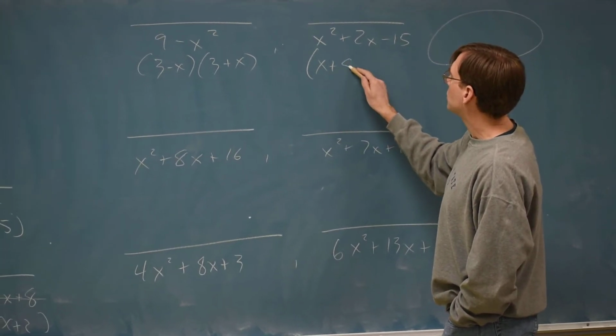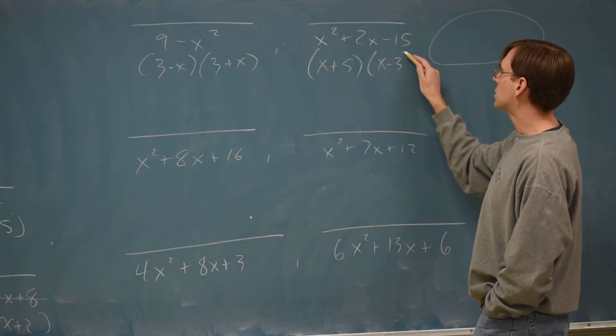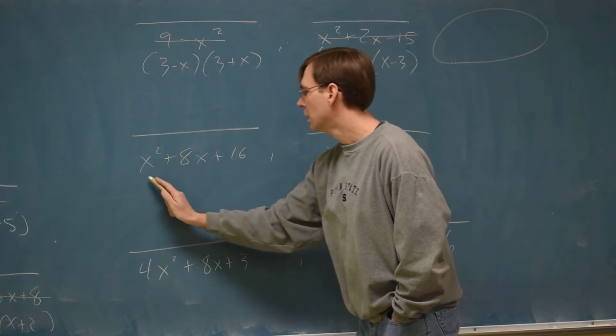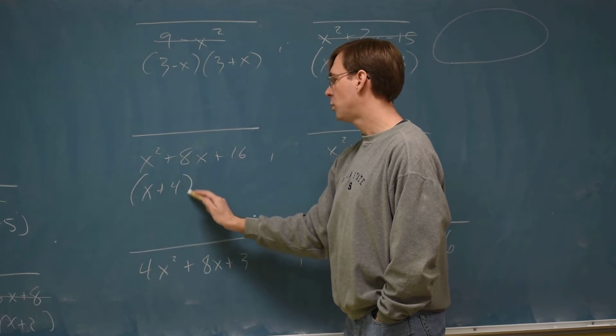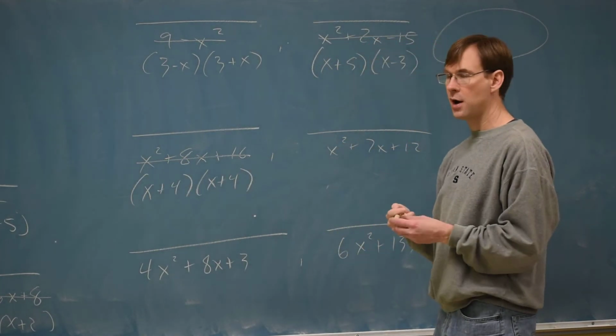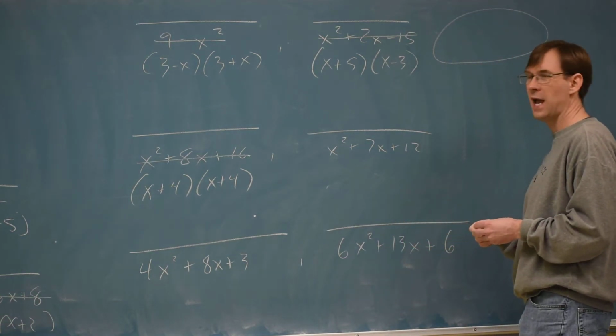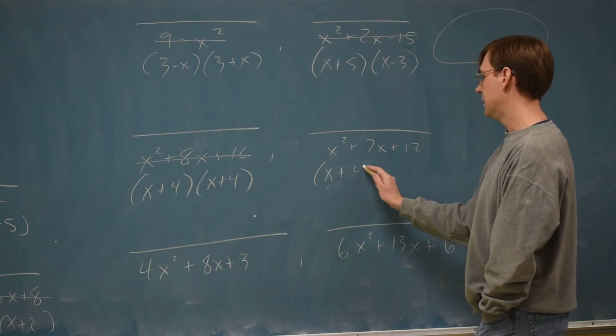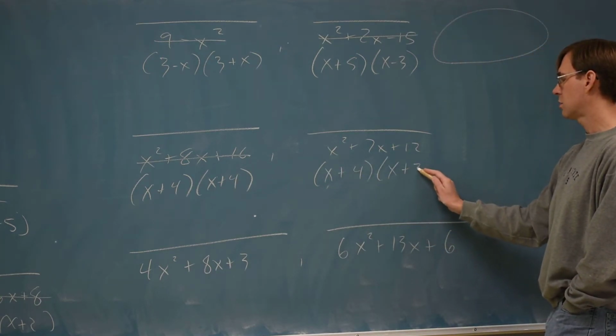This, I have x plus 5, x minus 3. So those are gone. This is going to go x plus 4, x plus 4. I could write that as a square, but I don't need to, so I won't yet. If you want to, you could. It doesn't really matter. This is x plus 4, x plus 3.